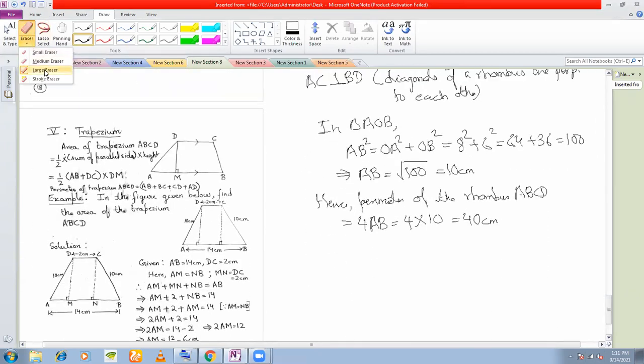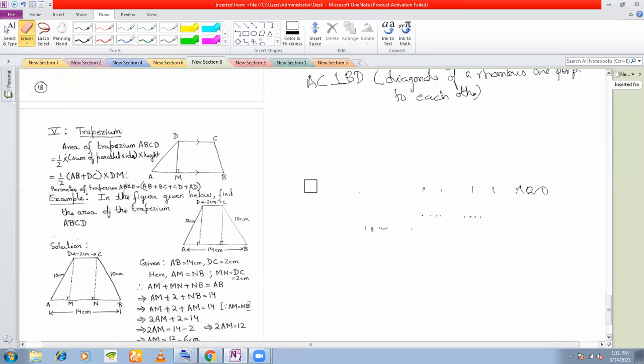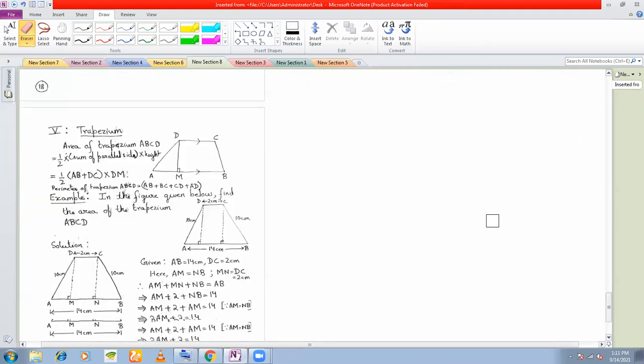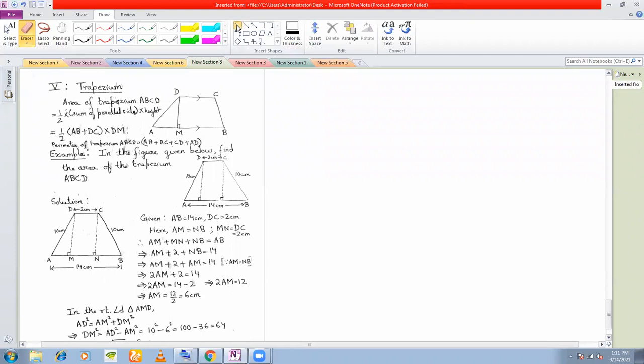Trapezium is the last quadrilateral that we are going to do. Now trapezium, what is the definition of a trapezium? Last year class 8. A quadrilateral in which any two opposite sides are parallel is called a trapezium. So a trapezium will have two parallel sides. These two are the parallel sides. The other two sides are the non-parallel sides.